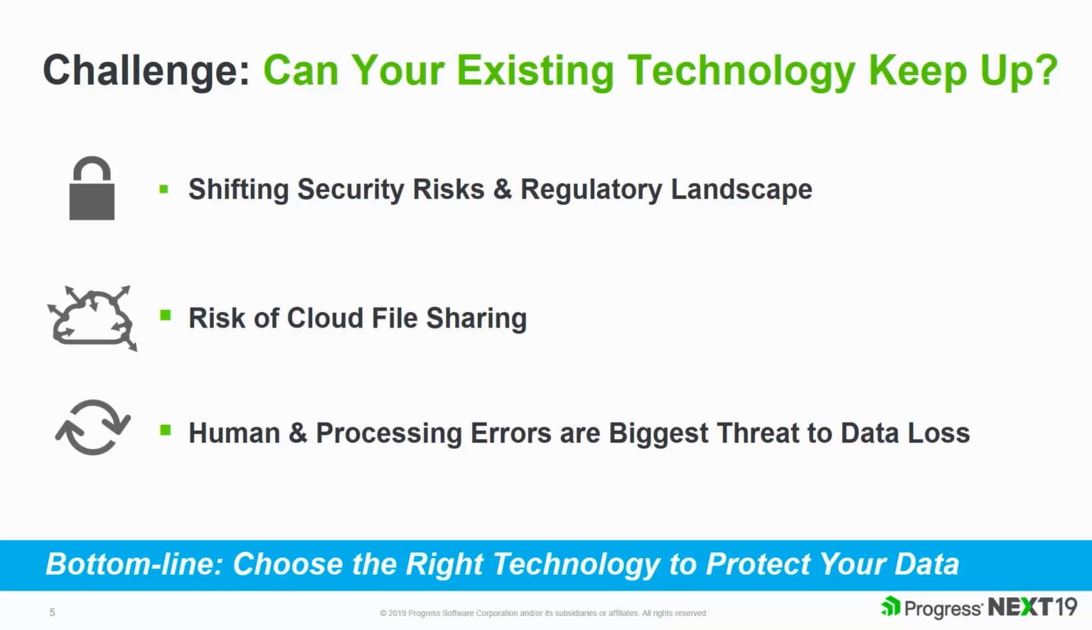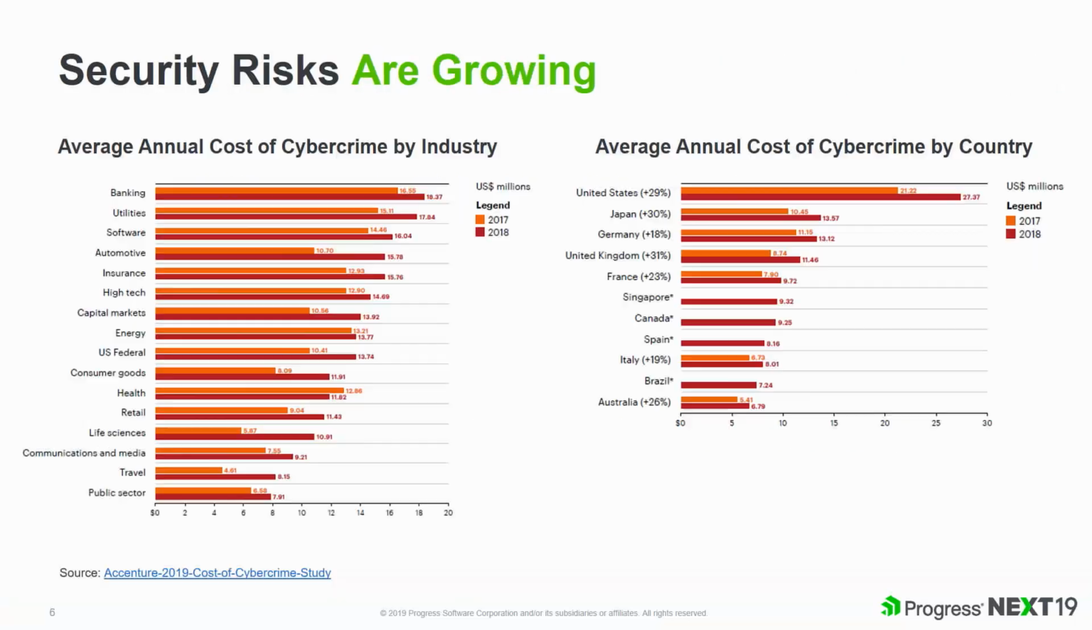And really, at the end of the day, it's picking the right tools for the job. And that's really where managed file transfer comes in. So security risks are growing. It's kind of interesting that on this chart, the only area that decreased last year was in healthcare, that the actual cost of cybercrime went down. Every other industry, it's growing, and growing at a pretty rapid rate. And it's not just a US problem, it's a worldwide problem.